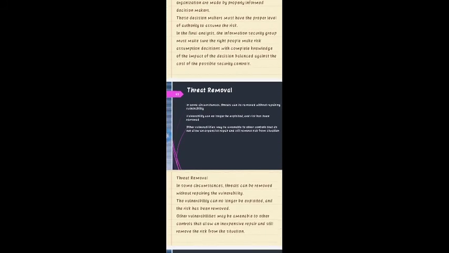Threat removal. In the same circumstance, threats can be removed without repairing the vulnerability. The vulnerability can no longer be exploited, and the risk has been removed. Other vulnerabilities may be amenable to other controls that do not require expensive repair and still remove the risk from the situation.